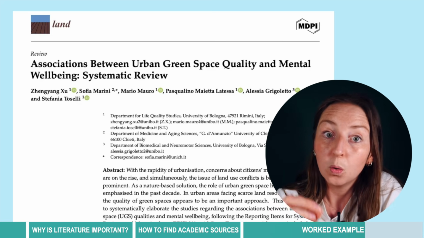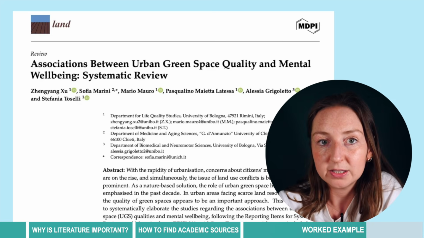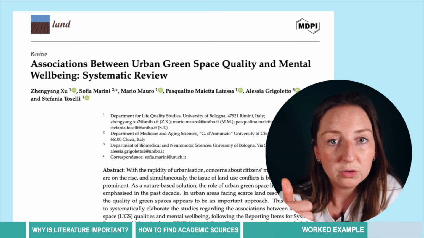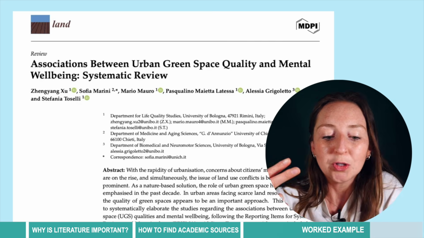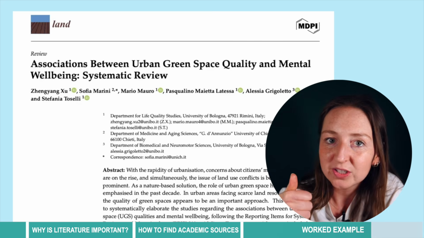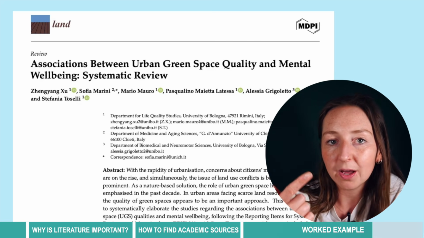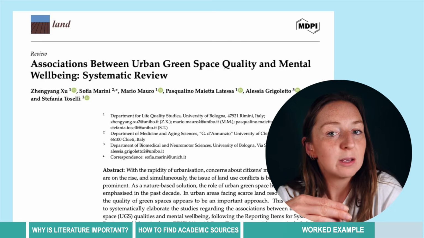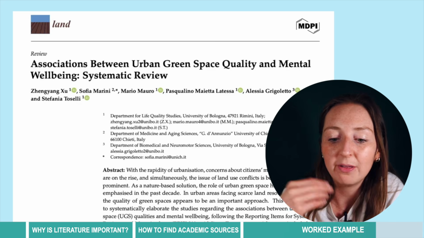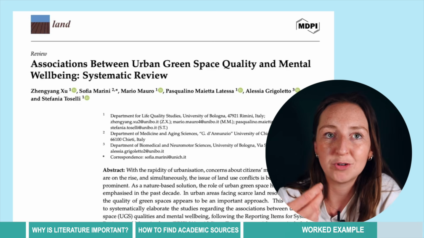They looked at the quality of green spaces divided into 3 domains, including spatial features, natural elements, and facilities and amenities. So for example, how large is the park? How biodiverse is the park? Like, what natural features are there? Is it well maintained with walking paths, and are there facilities and infrastructure?